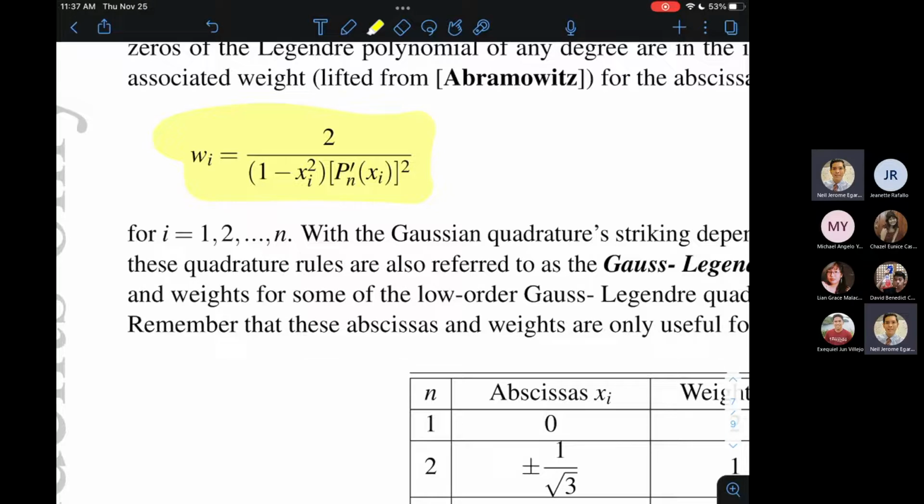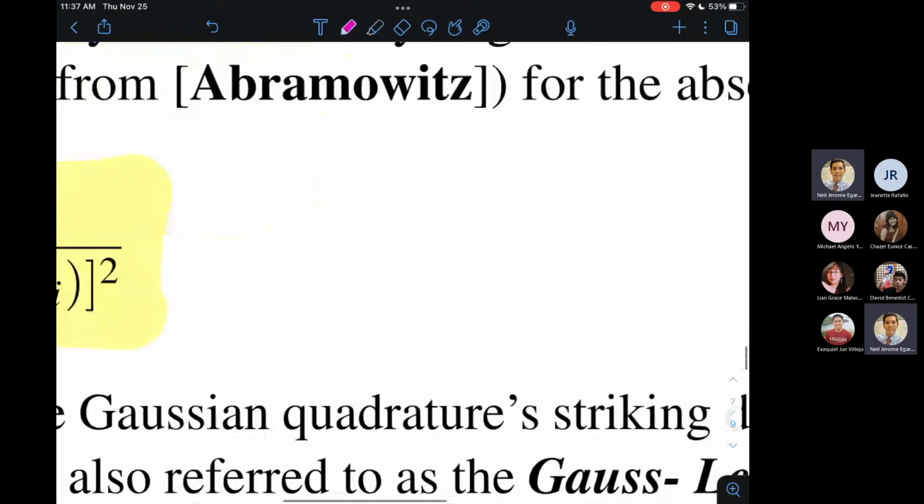Let's go back to our Legendre polynomials. The first Legendre polynomial is P sub 0, and this is just the constant 1. Of course, it doesn't make sense to talk about this, because it means degree 0, so it has no root. So we have no point to use for Gaussian quadrature. Okay?